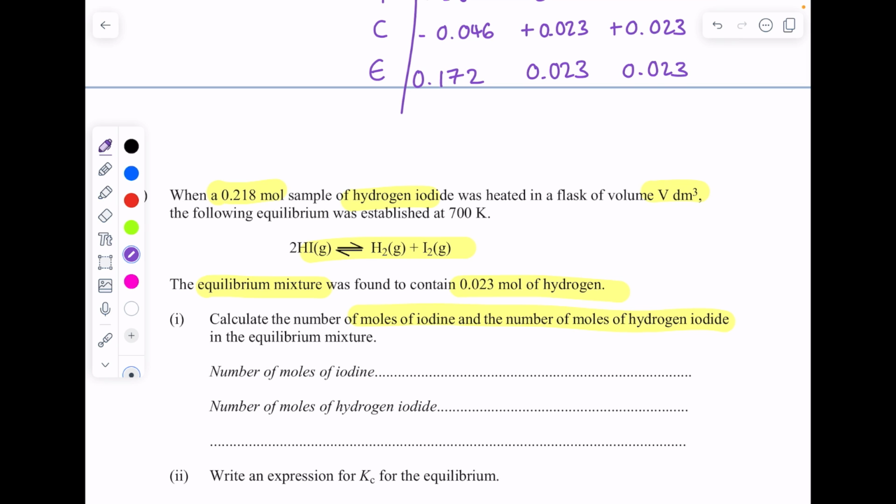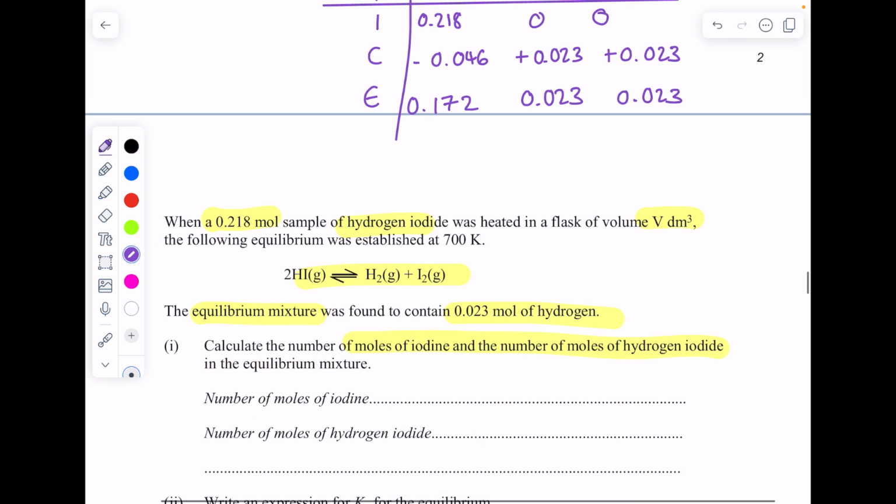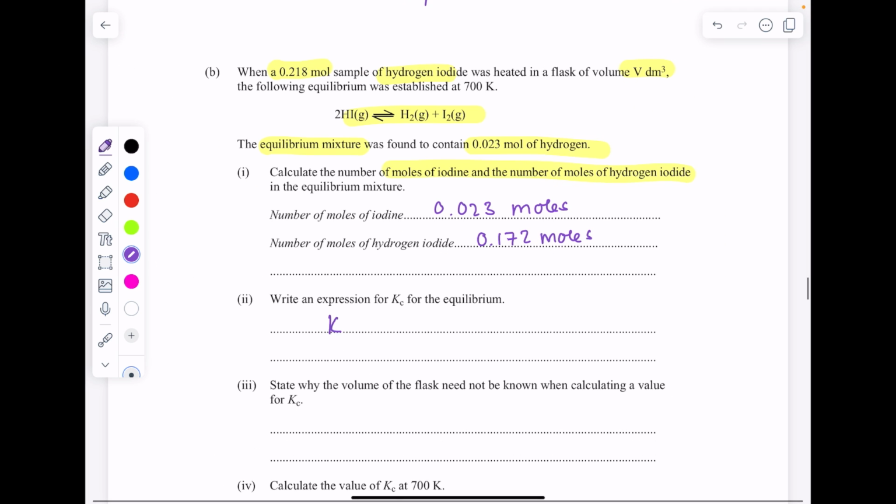So calculate the number of moles of iodine at equilibrium. We can see it's 0.023 moles. The number of moles of hydrogen iodide is 0.172 moles. Write an expression for Kc. So there's our concentration of our products multiplied together, divided by the concentration of reactants raised to the power.